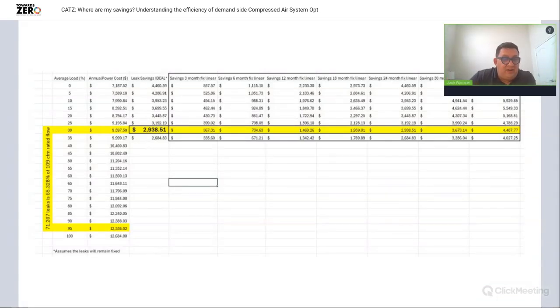Now, if it only lasted a couple months, we'd only save a couple hundred dollars. So this is an example of something that we need to talk to our customers about. We need to gain an understanding of how long we have until that leak load is returned to pre-optimization.